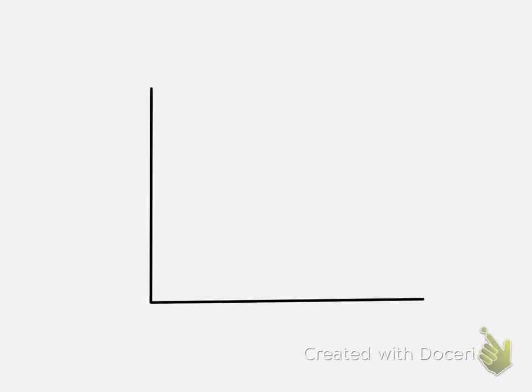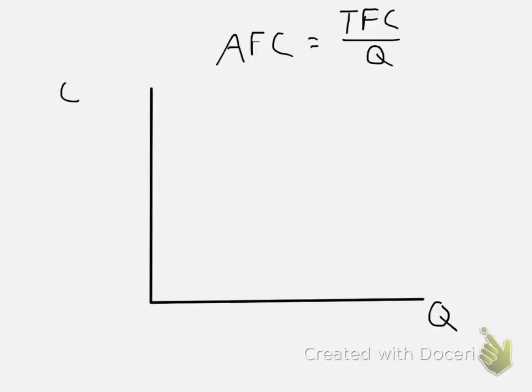The next curve we face is the average fixed cost, and the formula for that is equal to the total fixed costs divided by output. So we will graph it. We're going to label our axes the same. This is the quantity or output axis, and over on the y-axis we have cost per unit, which I'm going to abbreviate CPU. Now, average fixed costs, they start out fairly high.